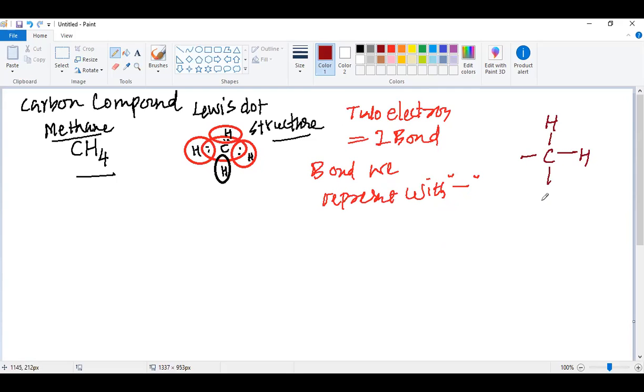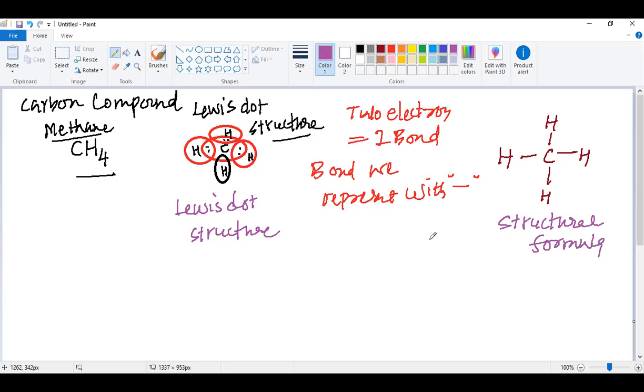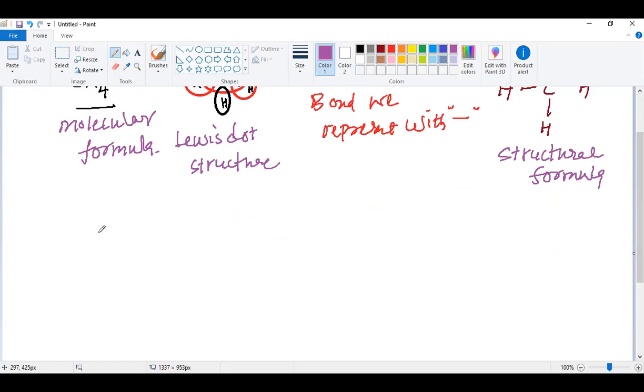This is also possible. Just in the Lewis dot structure, instead of this double bond and circles, we have made just the bonds. So now, my dear students, I will tell you what these are. This is what is known as the Lewis dot structure. This is what is known as the structural formula. This is what is known as the molecular formula. These are the various ways by which we can represent a molecule.